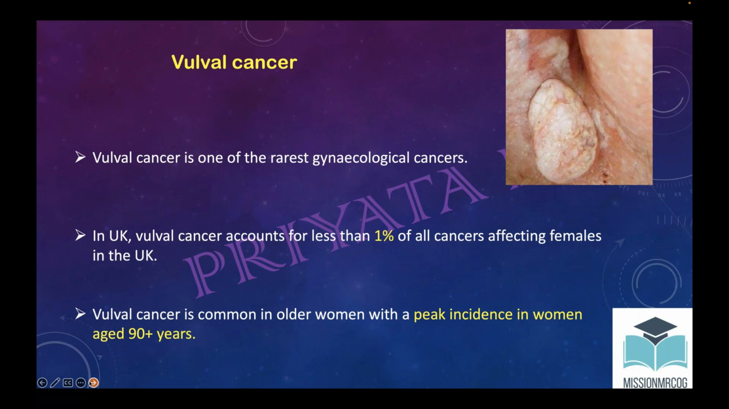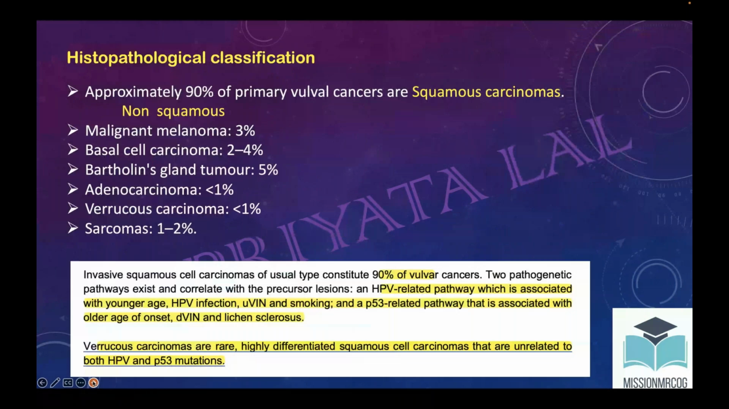Now, histopathological classification, there are two types. One is squamous. 90% of the cancers are squamous cell carcinomas, and this is an important question also. The remaining 10% are non-squamous carcinomas. These are malignant melanoma, basal cell carcinoma, Bartholin gland tumor or adenocarcinoma, verrucous carcinoma, and sarcoma. Okay, so this is the classification of squamous and non-squamous carcinomas.